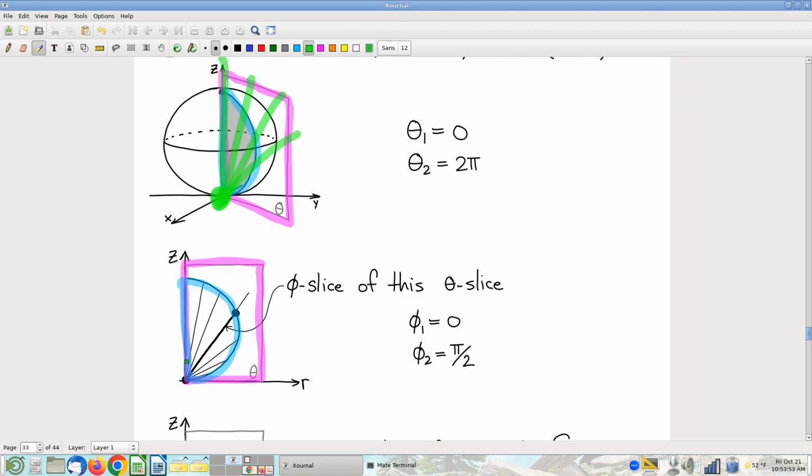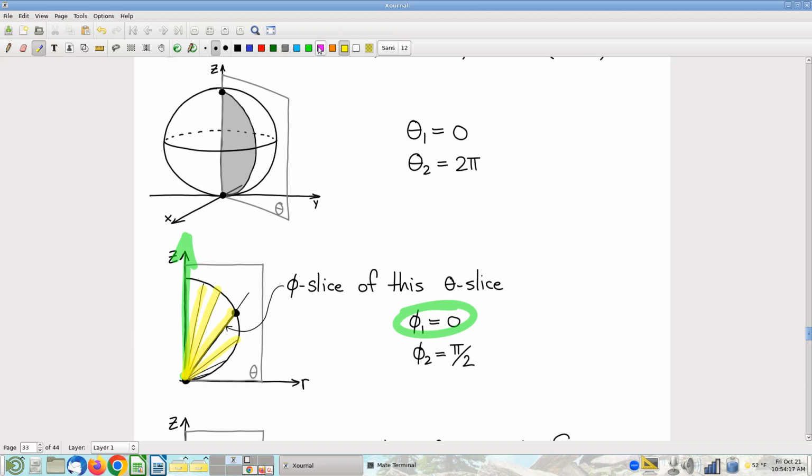Right. So here's phi slices coming out of the origin, and we've got to think about where they start and where they end. And where do these start and end? Well, I think it's a pretty easy pitch that they start at 0, right? And then they kind of move along.